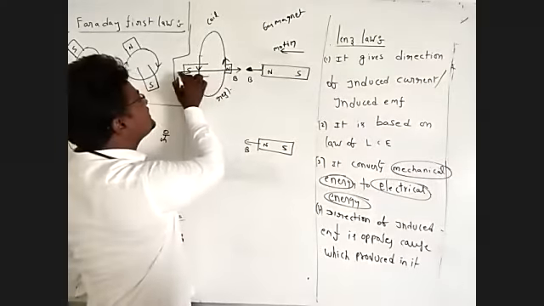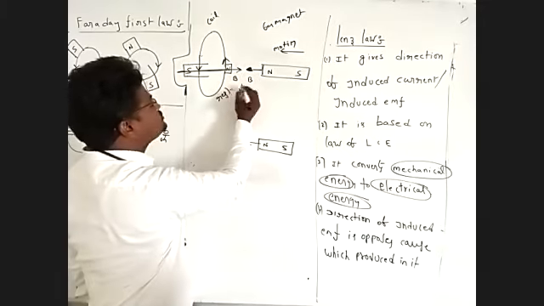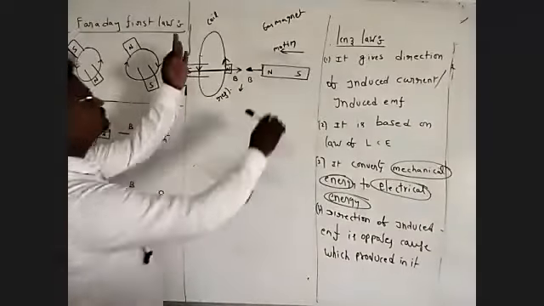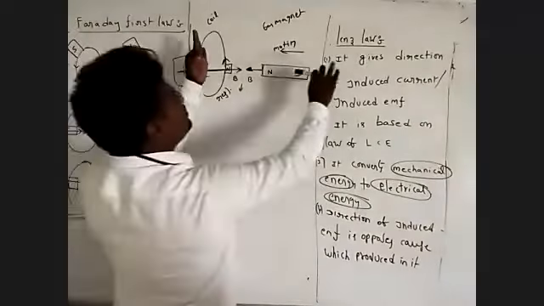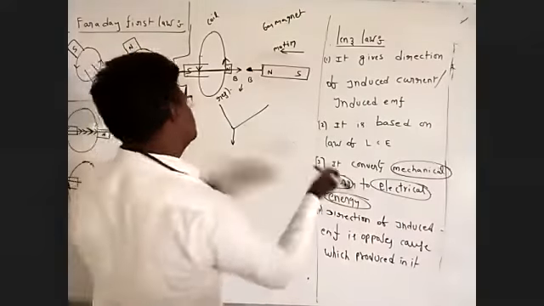But the ring is inside. Inside, the direction of the magnetic field is this direction. Both are in opposite direction. So what will happen? The bar magnet is moving towards this direction. Again, they will repel each other. They repel each other, and according to Lenz's law.